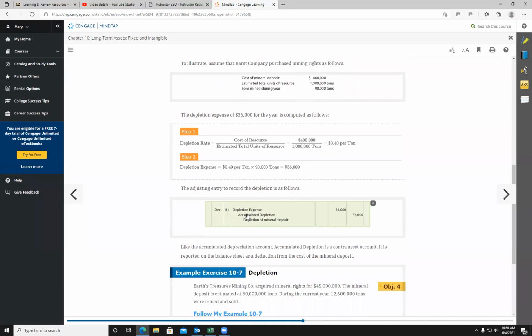So here's how the journal entry would look. You would expense out the depletion of the natural resource, and then, of course, you offset it with your accumulated depletion contra asset account. Like the accumulated depreciation account, accumulated depletion is a contra asset account. It's reported on the balance sheet as a deduction from the cost of the mineral deposit.